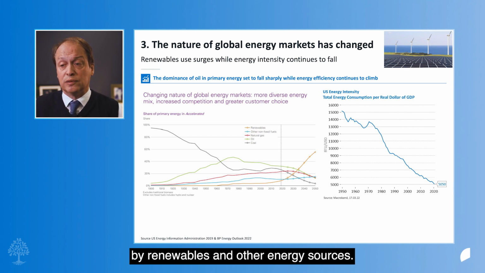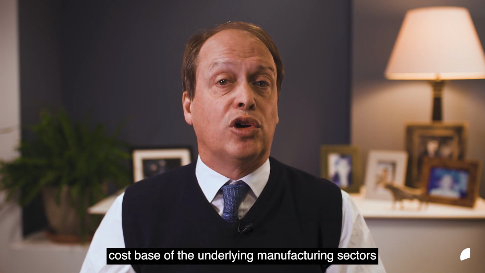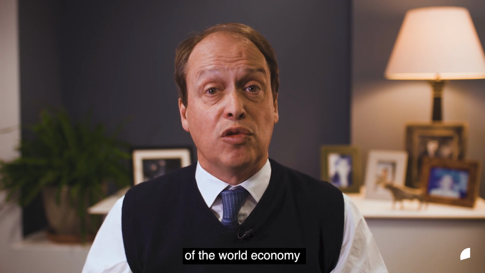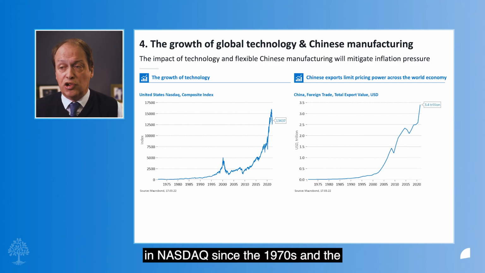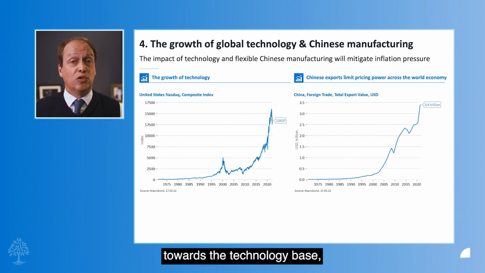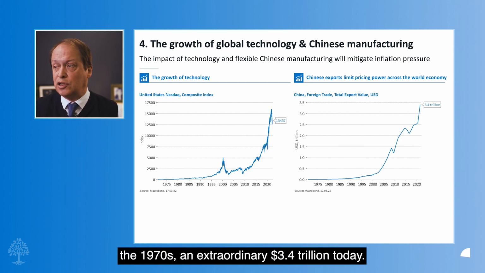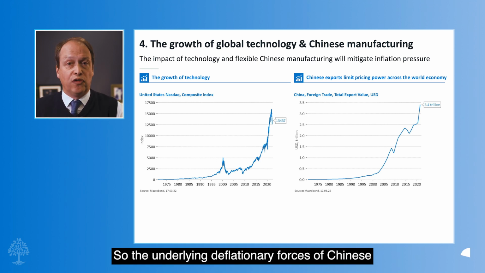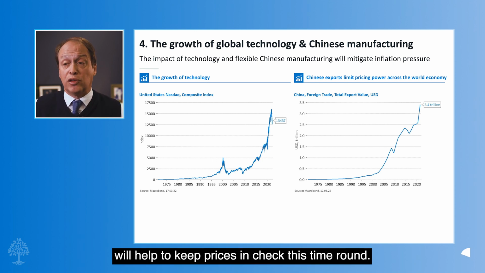Fourthly, of course, the growth in global technology and Chinese manufacturing has radically altered the cost base of the underlying manufacturing sectors of the world economy and the service sectors relying on technology. On the left-hand side, I've shown the surge in NASDAQ since the 1970s and the extraordinary impact that's had on capital deployed towards the technology base. On the right-hand side, I've shown the phenomenal growth of Chinese foreign trade. Total export values negligible in the 1970s and an extraordinary $3.4 trillion today. So the underlying deflationary forces of Chinese manufacturing power and growth of technology will help to keep prices in check this time round.